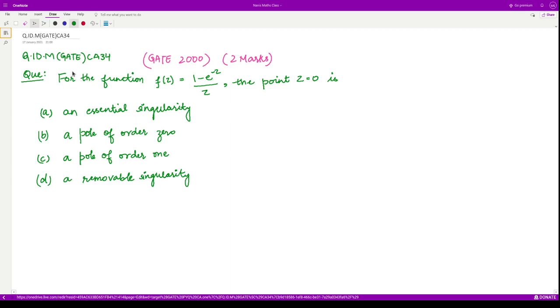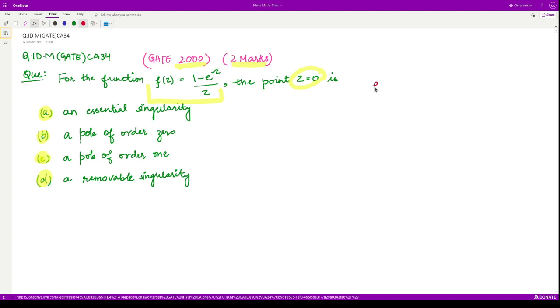In this video we shall see a question from GATE 2000 and this question is of 2 marks. The question says, if we are given this function f of z is equal to 1 minus e to the power minus z divided by z, then the point z is equal to 0. So at this point z is equal to 0, they are asking whether we have an essential singularity, a pole of order 0, a pole of order 1 or a removable singularity. So basically a pole of order 0 means no pole at all, right? So let us have a look at its solution.